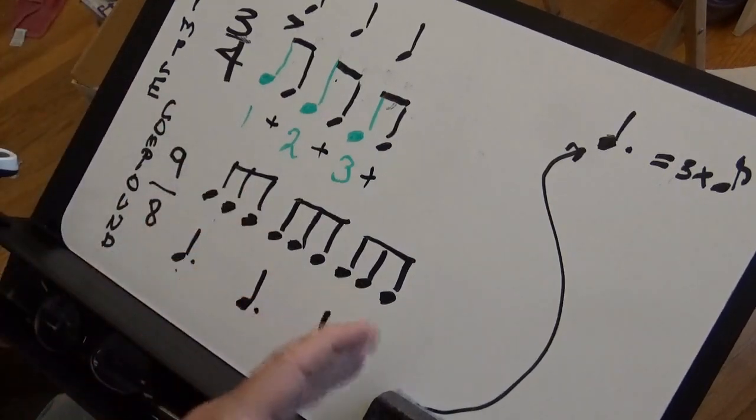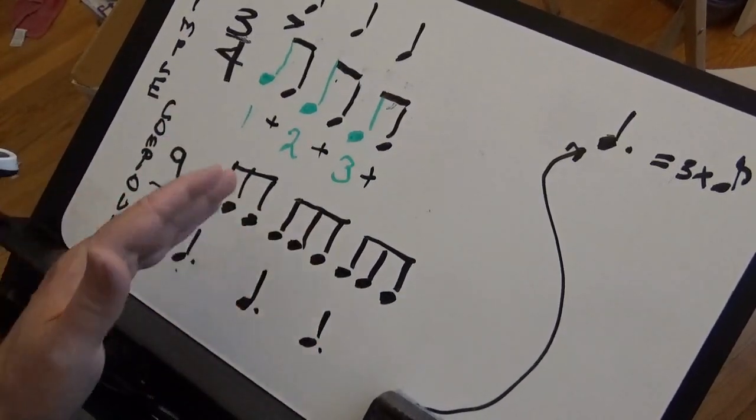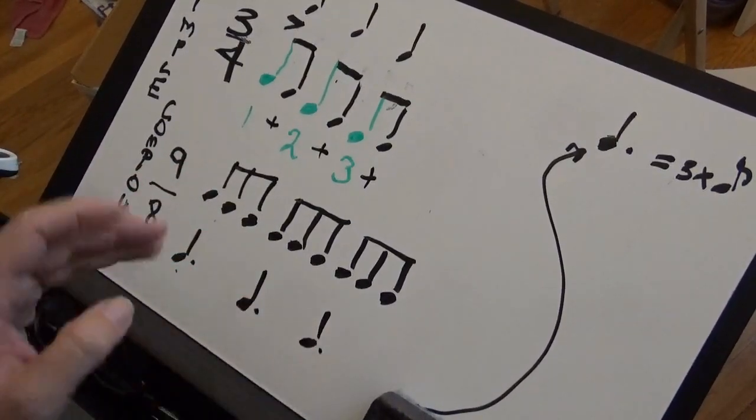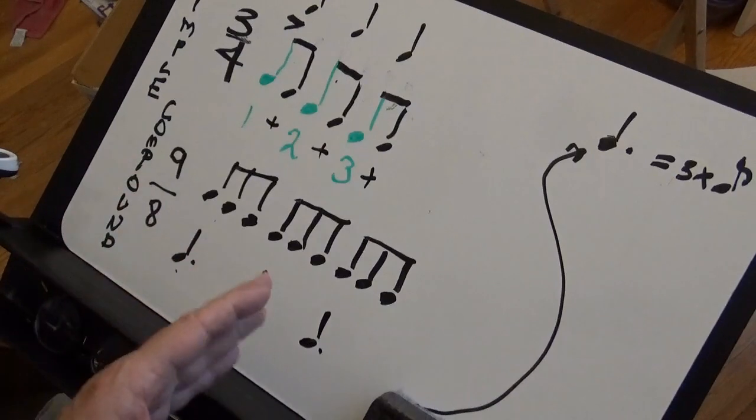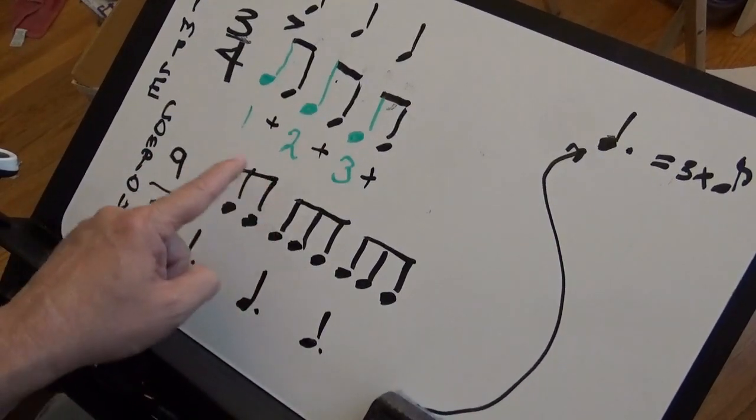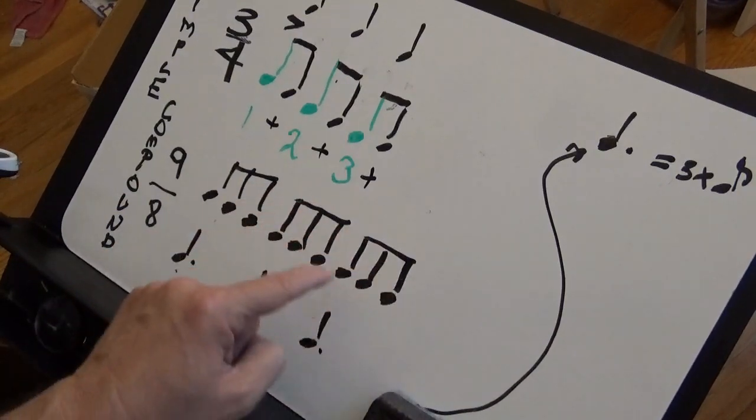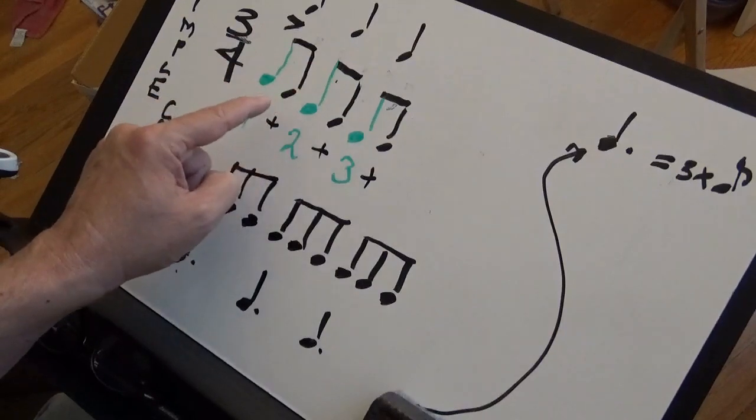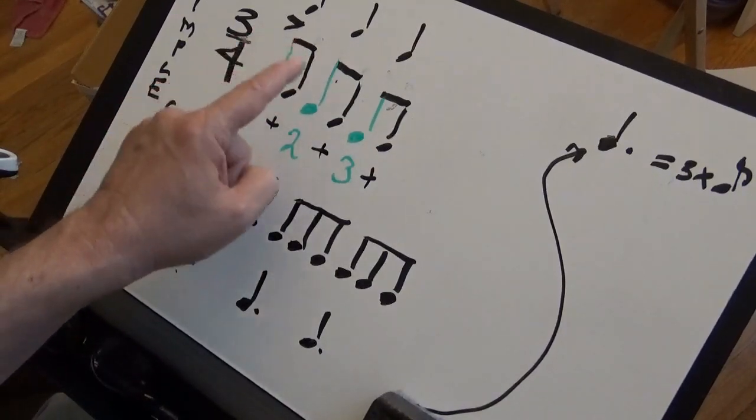One and a two and a three and a one and a two and a three. We feel it in waltz time, 1, 2, 3, 1, 2, 3. But the beat gets divided into 3 instead of in half. In thirds instead of half.